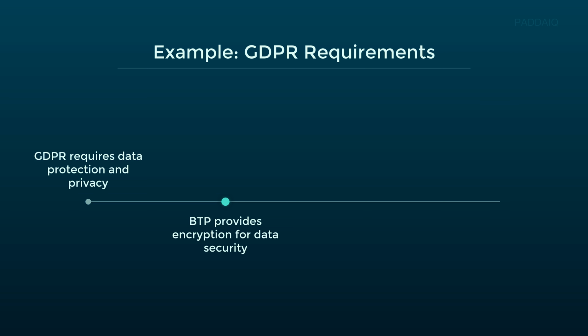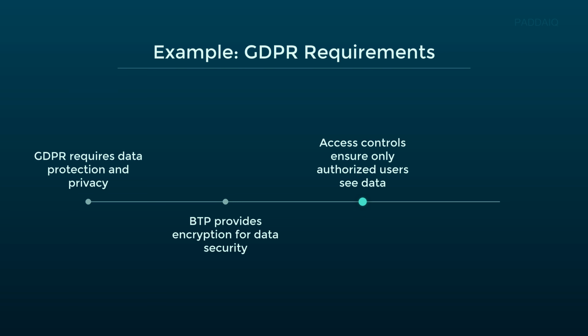BTP provides encryption for data security. This means your data is scrambled into unreadable code, accessible only with a specific key. For example, customer names in a cloud database are automatically encrypted, preventing unauthorized access. This built-in protection ensures your sensitive information remains secure and private by default.